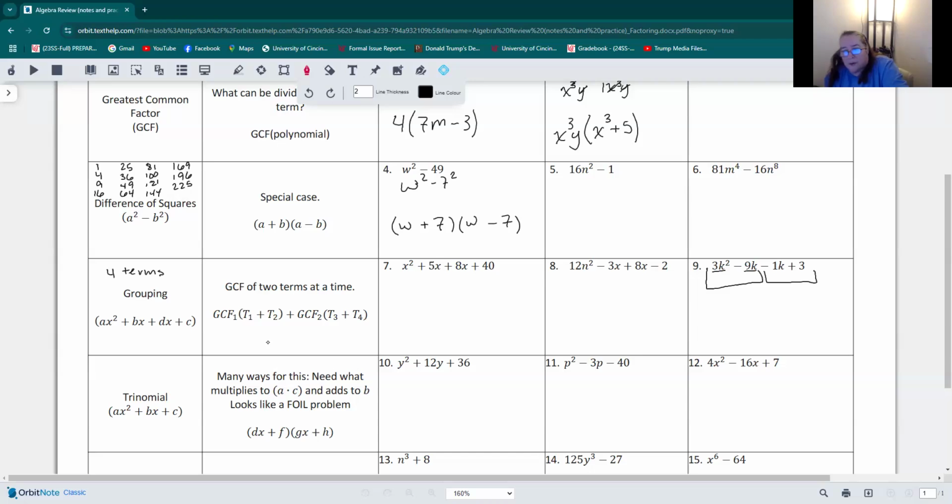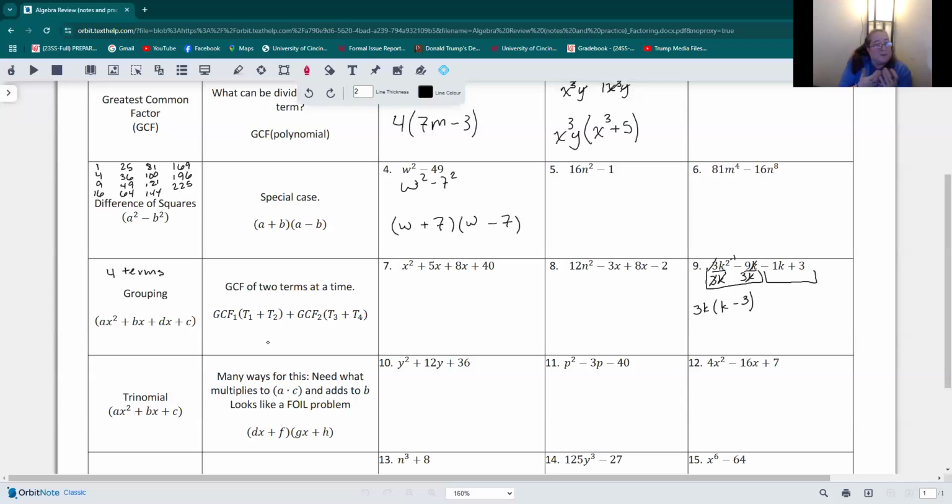3 goes into both 3 and 9, so I'm going to take out a 3 from both of them. They both have a k. This one has a k squared, so there's 2 of them. This one just has a k, so I can only take that out. So for this first group, I'm going to take out a 3k, and I will be left with, the 3's cancel out. There's 2 k's on top, 1 on bottom, if I think of the exponent of 1. So it's 2 minus 1. Those cancel out. So I have k to the first, so just a k. I have a negative 9 divided by 3 gives me a negative 3, and then my k's cancel out.